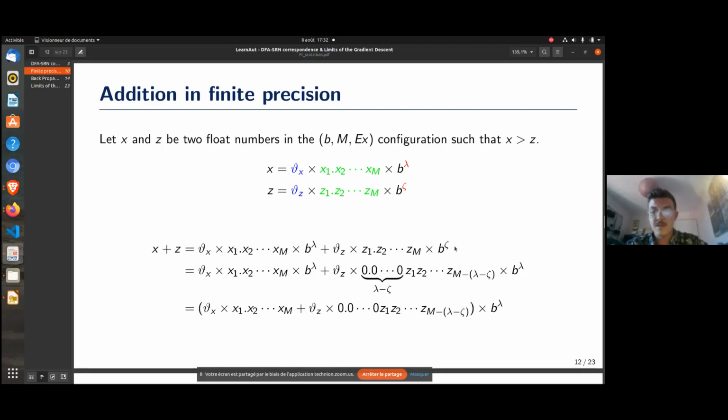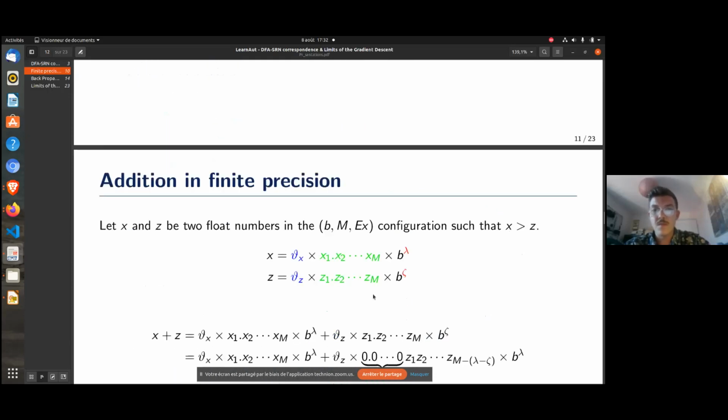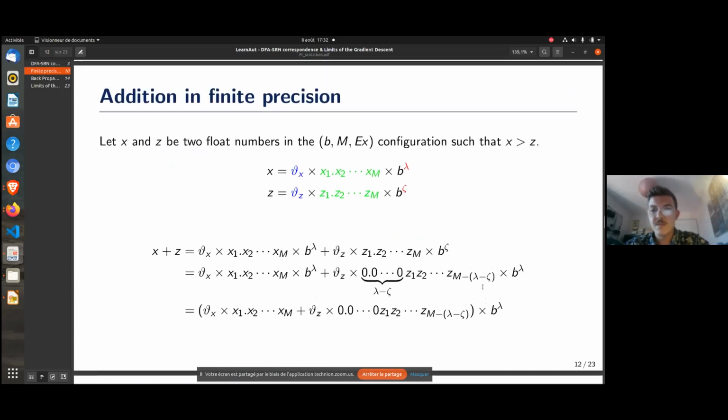In order to do that, we have to match the exponent. So without loss of generality, we fix the biggest number, and we want to match the smallest one to have the same exponent. So we are going to use this scheme right here. If we want to increment the exponent, we have to add a 0 in the beginning of the mantissa. But unfortunately, we are going to lose the last lambda minus zeta exponents if they are non-zero values. We do lose some information.